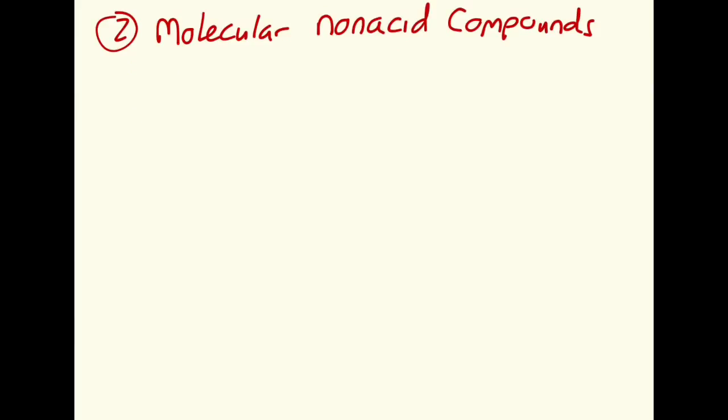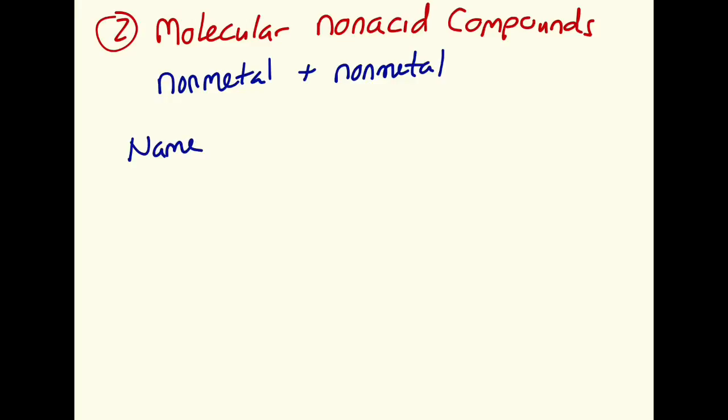The identification for the second type of compound we're going to look at in this unit is the molecular non-acid. The molecular non-acid simple inorganic compounds will be those that have a bond between a nonmetal plus a nonmetal, and in the name you'll see prefixes, and we'll look at those prefixes in another lesson.